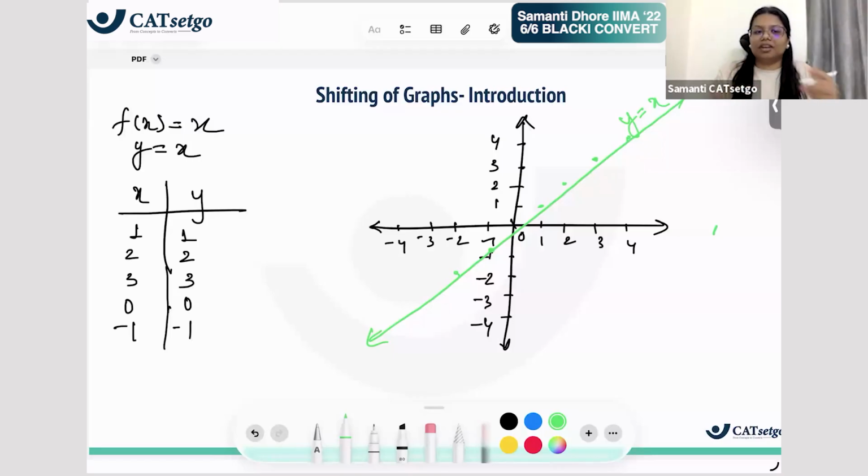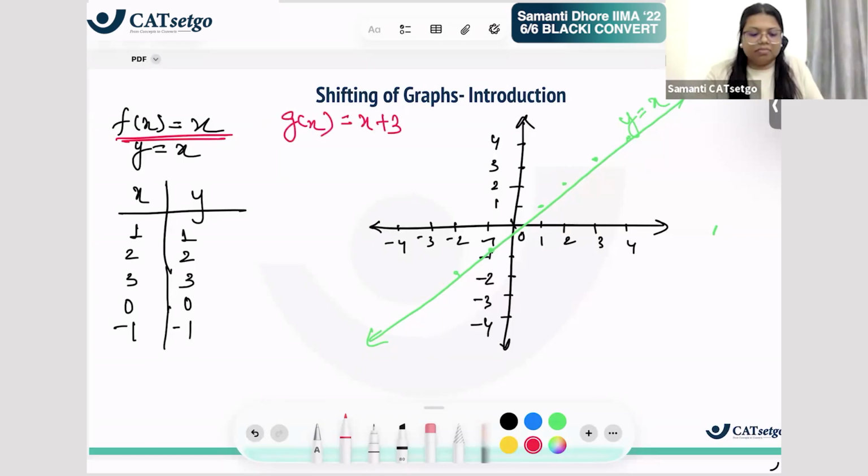Now we are learning how to shift graphs. How are graphs shifted? What do I mean by shifting? What I mean here is that let's say I give you this as f of x, and I give you a new function g of x, which is x plus 3. It is x plus 3. So my graph is shifted by plus 3 now. What do you mean by my graph is shifted by plus 3? It means if I plot it, my graph becomes y is equal to x plus 3, right?